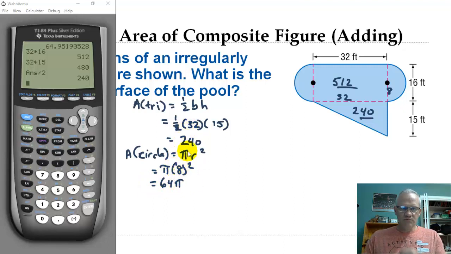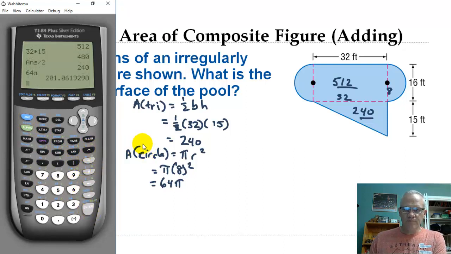We can just type that in there. 64 pi is about 201. So it's approximately 201.1. And that's the whole entire circle, this half and that half. If you only had one of these halves, you'd just divide this by 2. But since we've got 2 halves, we'll just keep this at 201.